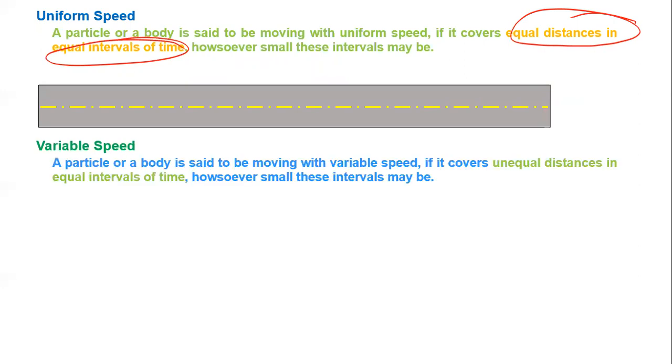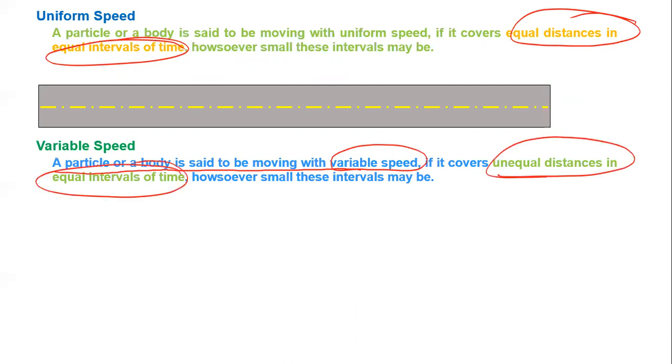Now variable speed. A particle or body is said to be moving with variable speed if it covers unequal distances in equal intervals of time. Means first half hour distance is x, and in next half hour distance may be other than x, then it is called as variable speed.